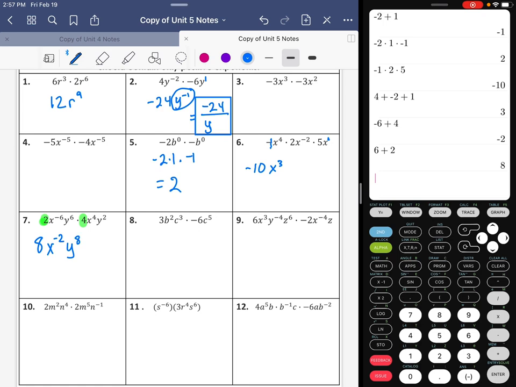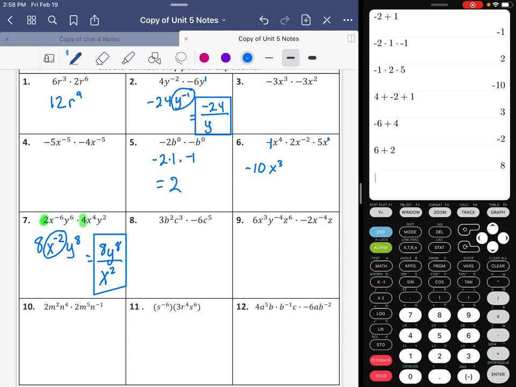So everything's in good shape except for that negative exponent. So the negative exponent and its base, which is only the variable, has to move to the denominator. So 8y to the 8th gets to stay on the numerator, and x squared has to go to the denominator. All right, so there's that one. Let's see what else we've got here.